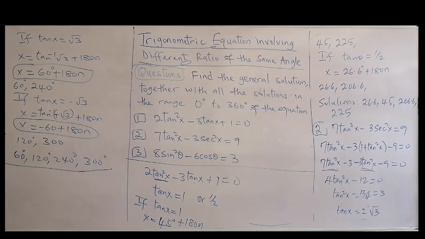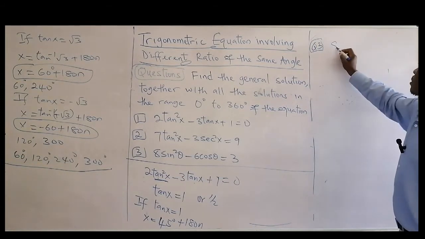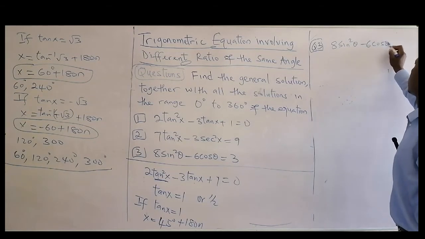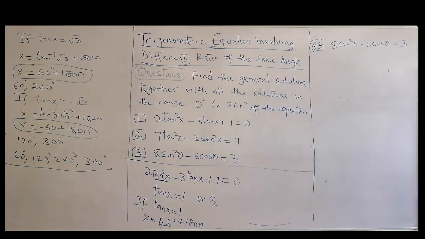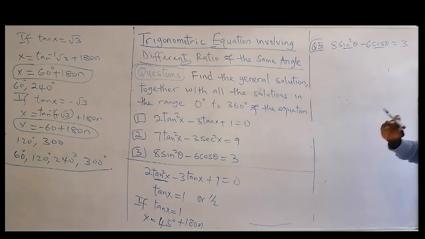Okay. Now we'll go to the third one, question 3. We have 8 sine squared theta minus 6 cos theta equal to 3. The topic here is equation involving different trig ratio, and you can see this is sine, this is cos. So what we can do now is to use our identity, so that it will be of a single trig function. Okay, and that's what we want to do in this case.